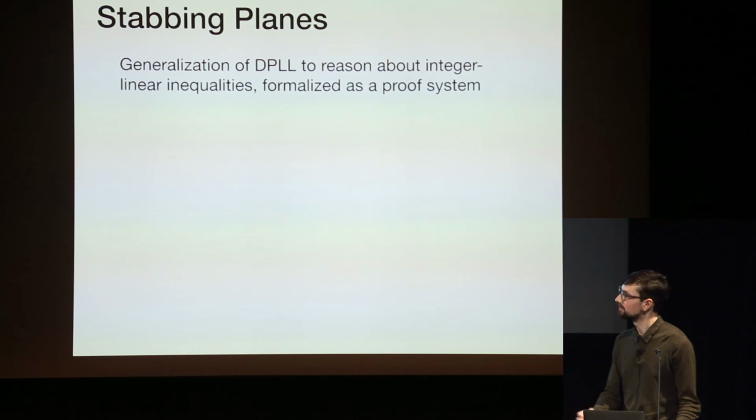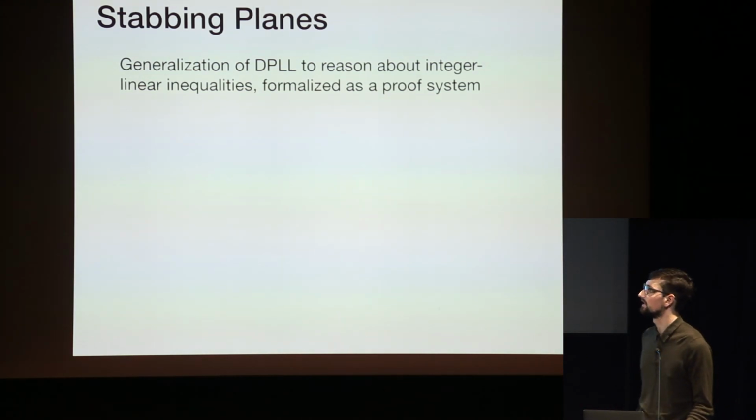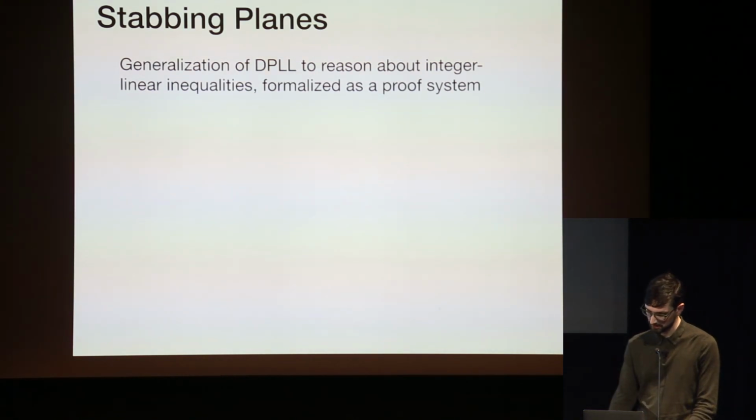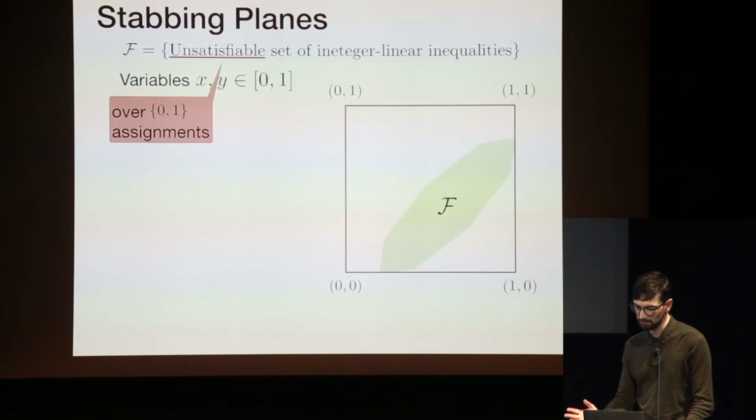Okay, so because of this, we introduce a natural generalization of DPLL to reason about integer linear inequalities, which we formalize as a proof system called stabbing planes. So what is stabbing planes?